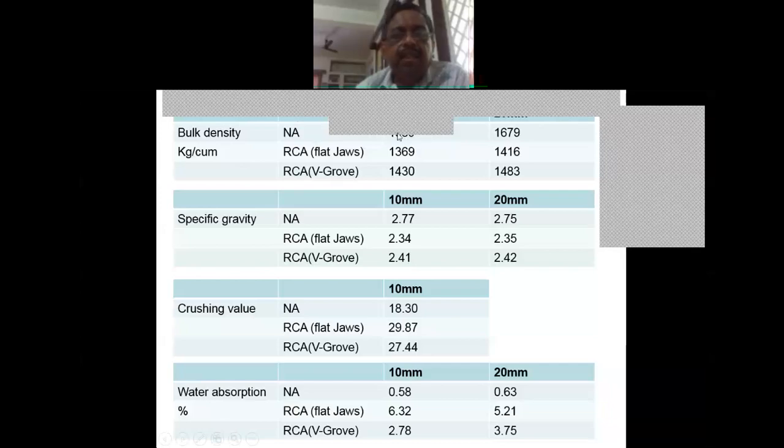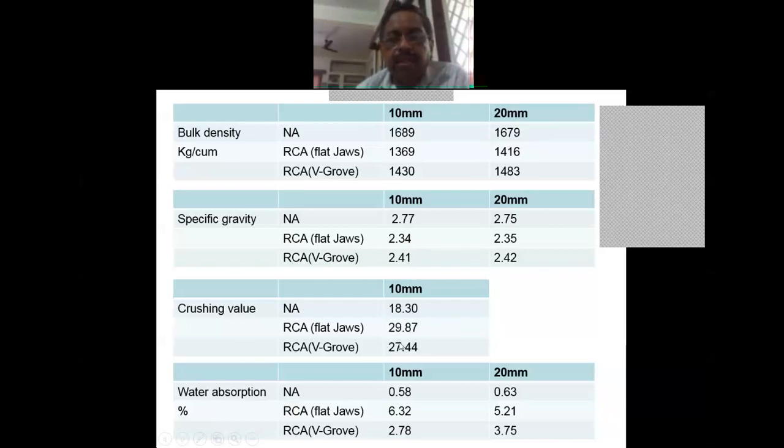Like natural aggregate has a bulk density of around 1650 to 1700, whereas RCA in flat jaw will be only 1300 to 1400, and with V groove it will be a little higher, because the mortar portion is partly removed. So that way the bulk density will be different. Specific gravity also will be reduced drastically, and crushing value will increase because the mortar content is there. When we test for crushing value, the finer particles will be higher.